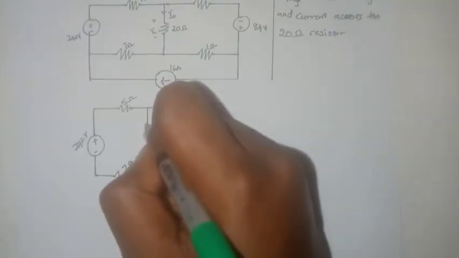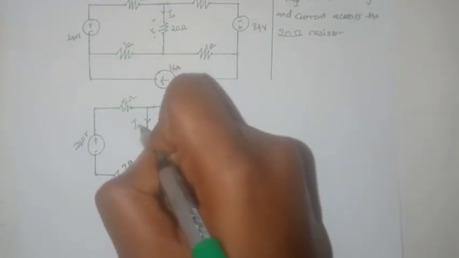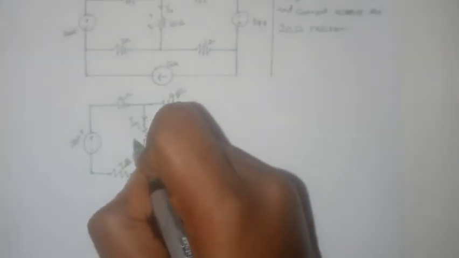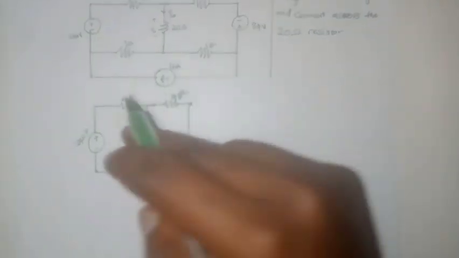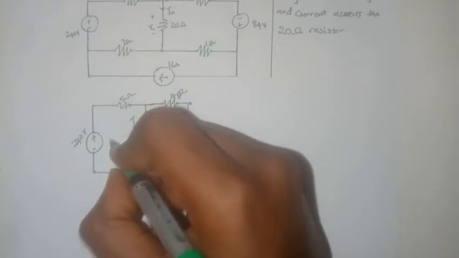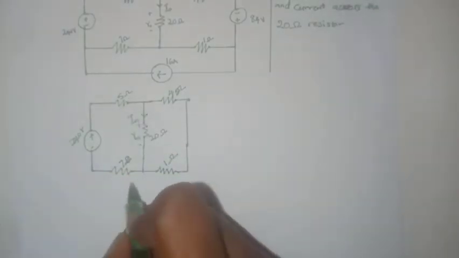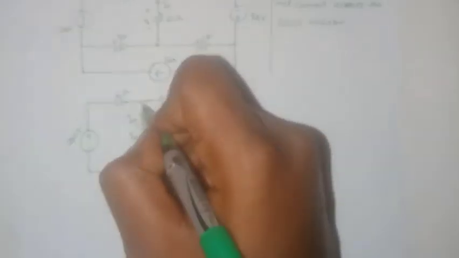We will call the current due to the 240 volt power source I01, and the voltage drop due to the power source V01. What we want to do is find these values. We can simply use nodal analysis. We have two essential nodes, so we pick this one as our reference node and this as our node 1.